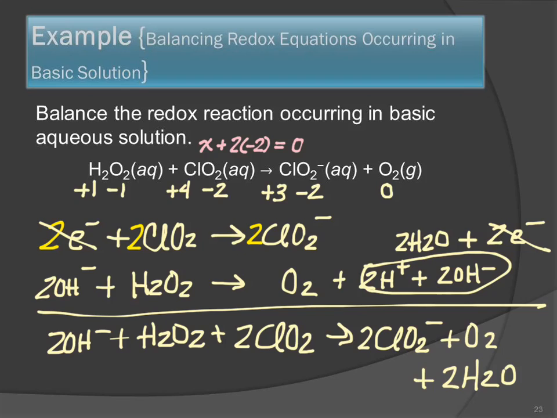Okay? And for the chlorite ion, it's a similar thing. X plus 2 times minus 2, but this time it has to add up to minus 1, because this is a polyatomic ion, it has a minus 1 charge. And so then X ends up being plus 3. It's a good question. Any other questions?